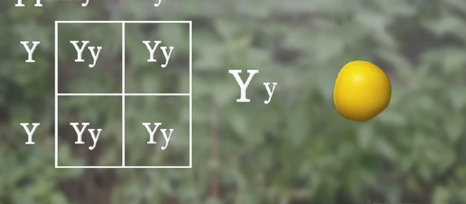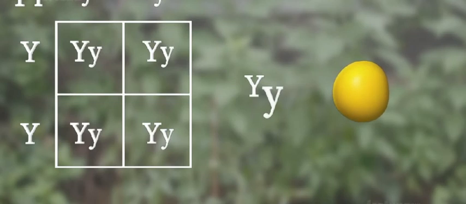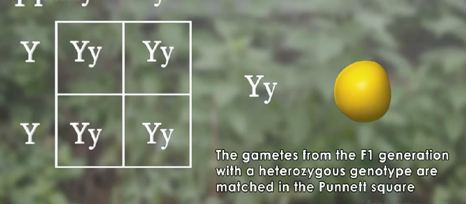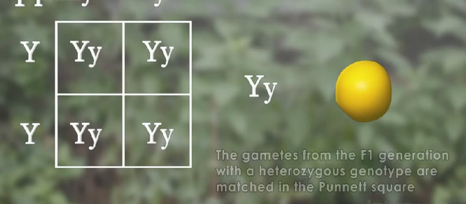Thus, the Y or yellow colored seed allele is referred to as dominant, while y or green colored seed alleles are referred to as recessive. The gametes from the F1 generation with a heterozygous genotype are matched in the Punnett square. Now let's look at the F2 generation using the Punnett square and observe the changes that occur.